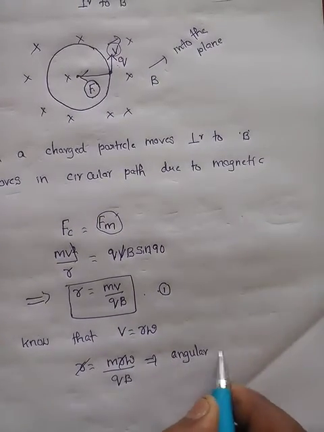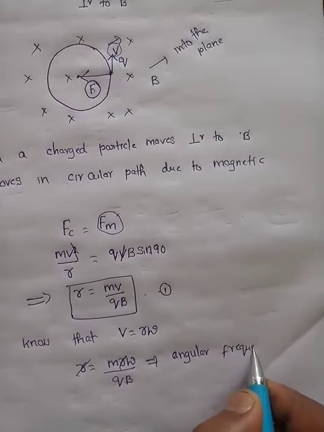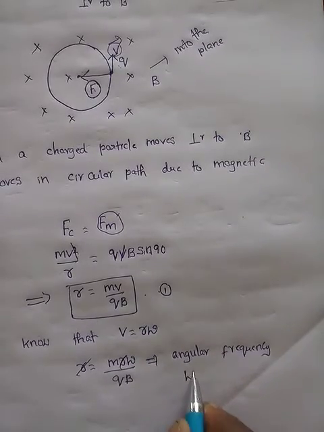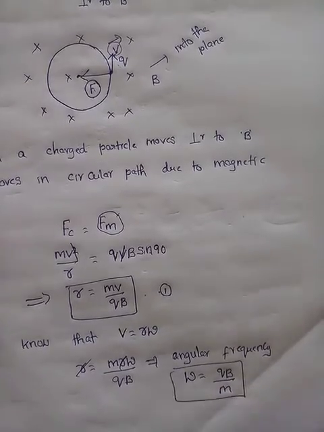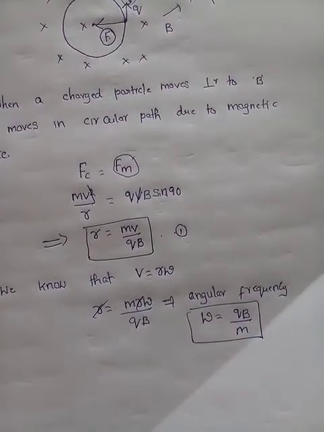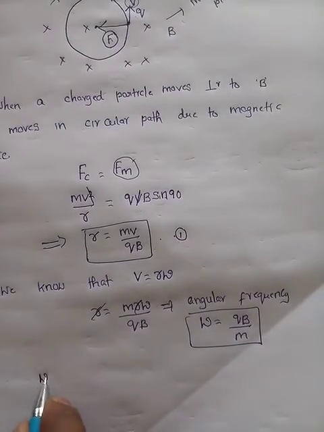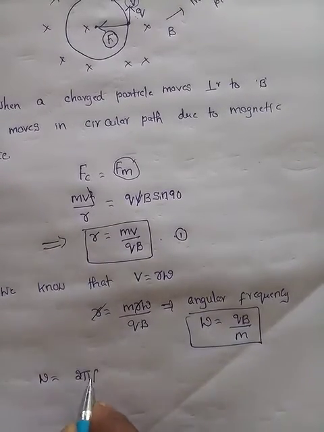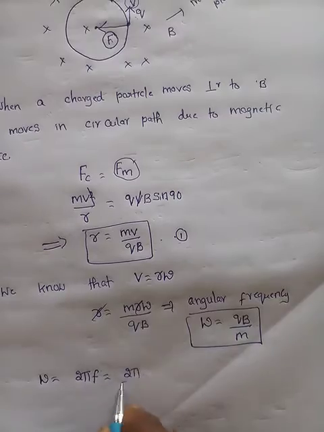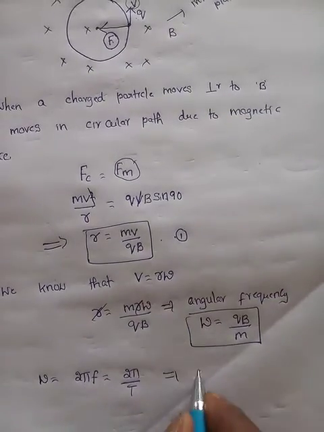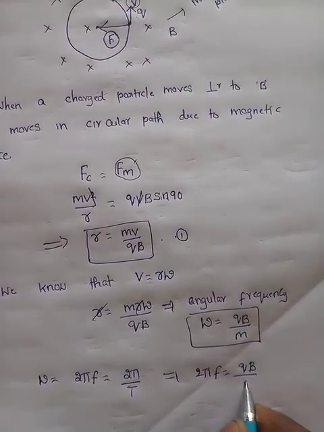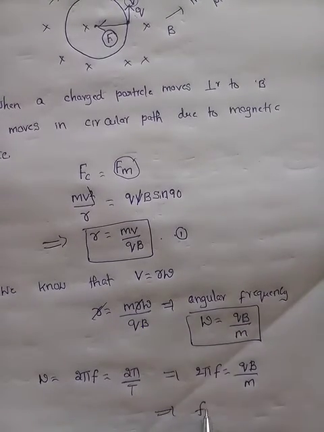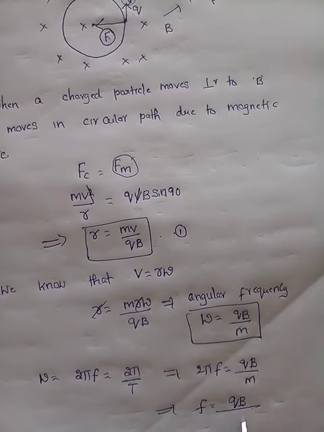What we want to find is omega. Angular frequency omega is equal to qB by m. From that we can find the time period. Omega is equal to what? 2 pi f, or 2 pi by T. If you substitute here, 2 pi f is equal to qB by m. That implies f is equal to qB by 2 pi m.